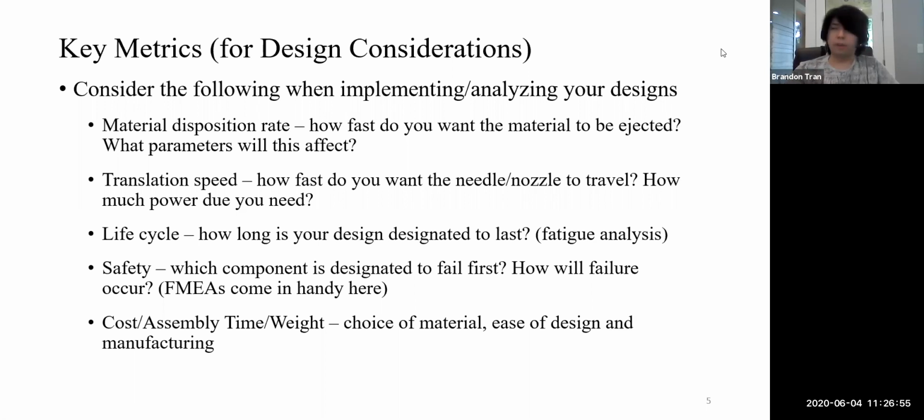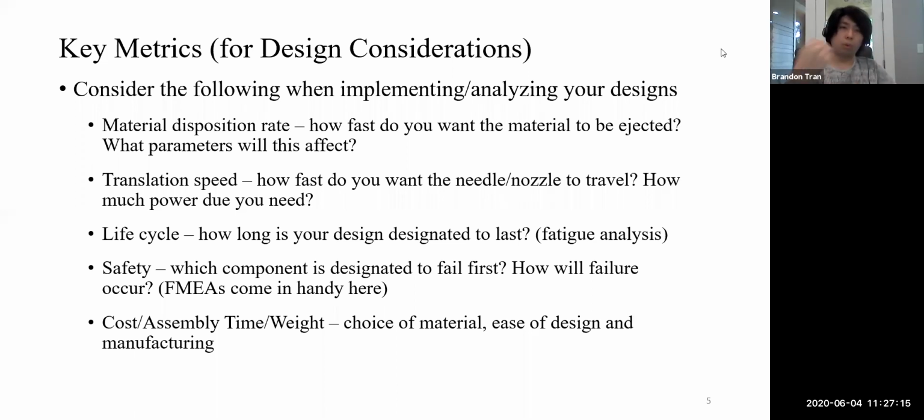So there's also translation speed. How fast do you want the nozzle to go? Now, I think that's a customer requirement. I'm not entirely sure. Again, you guys know that better than me. But if you have to objectively meet a specific speed, how much power do you need in your motor, or whatever linear transition device you use to transfer the nozzle? So that's another consideration in your design.